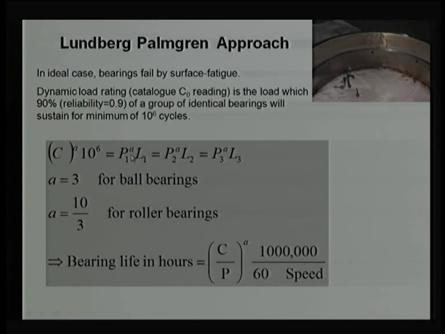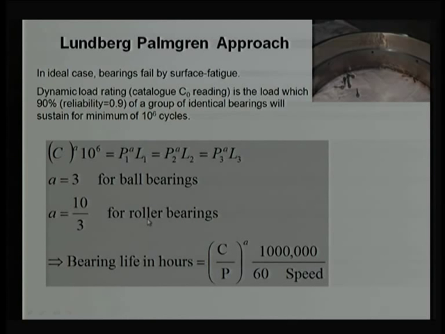Generally, the value of a is more than 1. It is equal to 3 for ball bearing and slightly more than 3 for roller bearing, that is 10 by 3, or 3.33. In other words, for the same load and same capacity, a roller bearing will show slightly longer life compared to a ball bearing. Now, the Lundberg-Palmgren equation is valid for reliability equal to 0.9, or 90% survivability. Sometimes we use L10 life, which means the failure probability is 10%.